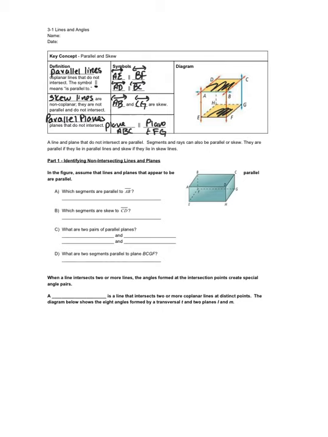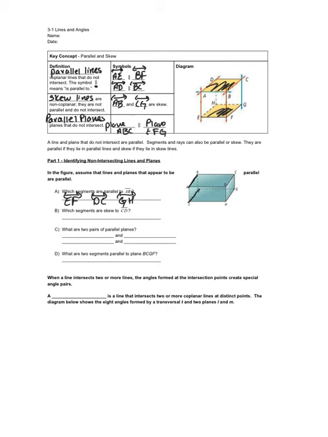So which segments are parallel? Now remember, parallel lines are coplanar lines that do not intersect, okay? So here we have AB, all right? And the lines that are parallel to AB are EF, DC, and GH. All right.